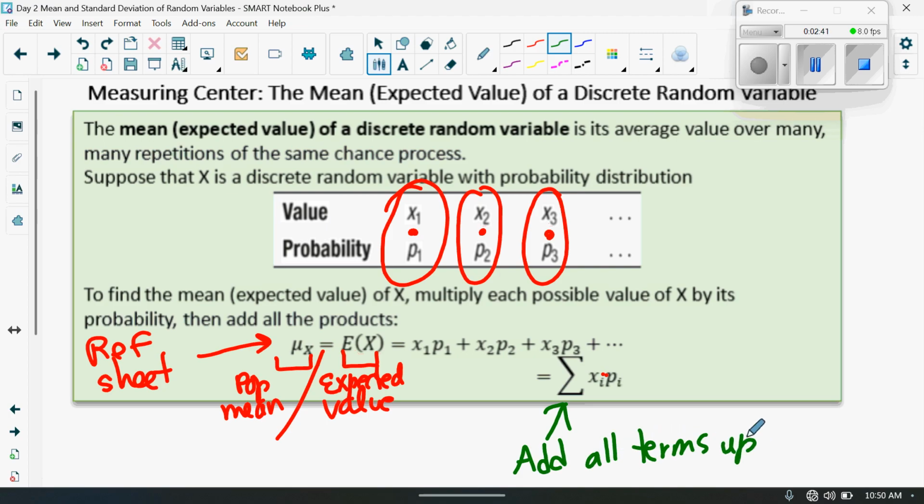What it is is kind of like a weighted average. When you're finding the average of something, usually you add everything up and then you divide by the total number. That would be if all the things, let's say students in a class and their test scores, all weighed the same amount, we would just divide by the total. But in this case, the probabilities are weighted differently depending on what it is.